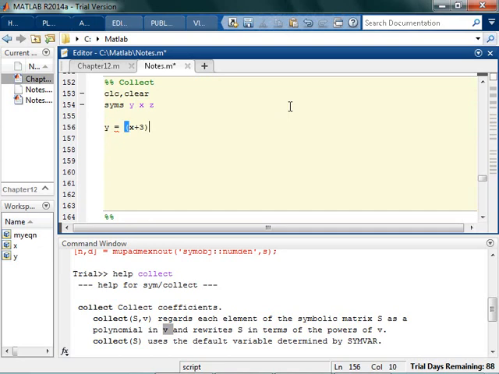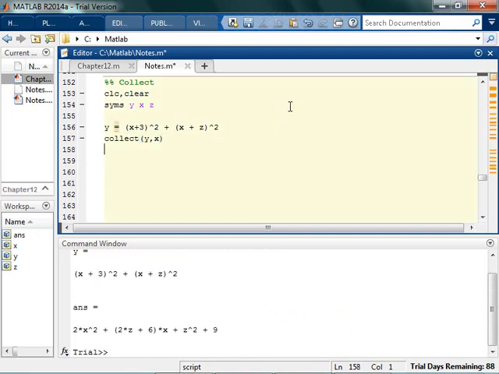So let's do x plus 3 squared plus x plus z squared. I don't know what this is doing. I'm just trying. I'm going to do collect y, but collected by x's. All right, I'm going to see what this does. Okay, so let's see what we get and see if it makes sense. So if I multiply this out, I would get x squared plus 6x plus 9 plus x squared plus 2xz plus z squared.